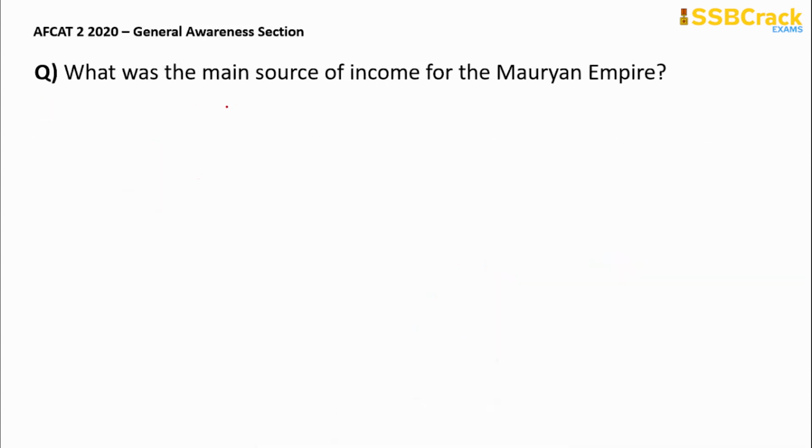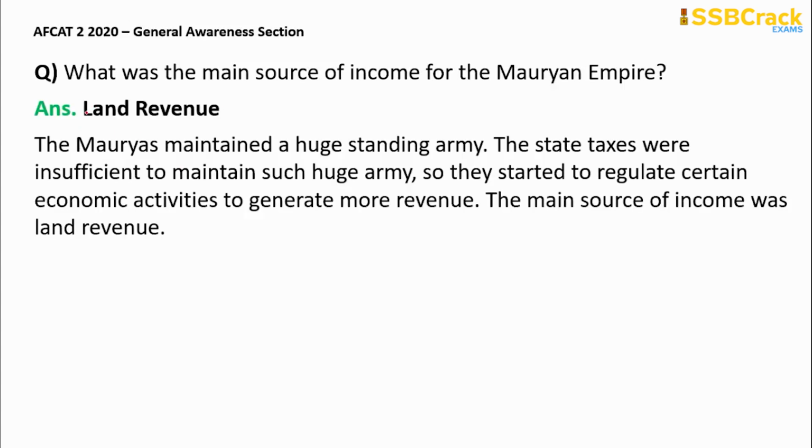Next question is, what was the main source of income for the Mauryan Empire? The correct answer will be land revenue. The Mauryans maintained a huge standing army. The state taxes were insufficient to maintain such a huge army, so they started to regulate certain economic activities to generate more revenue. So the main source of income at that time was land revenue. They used to get the money from land revenue.